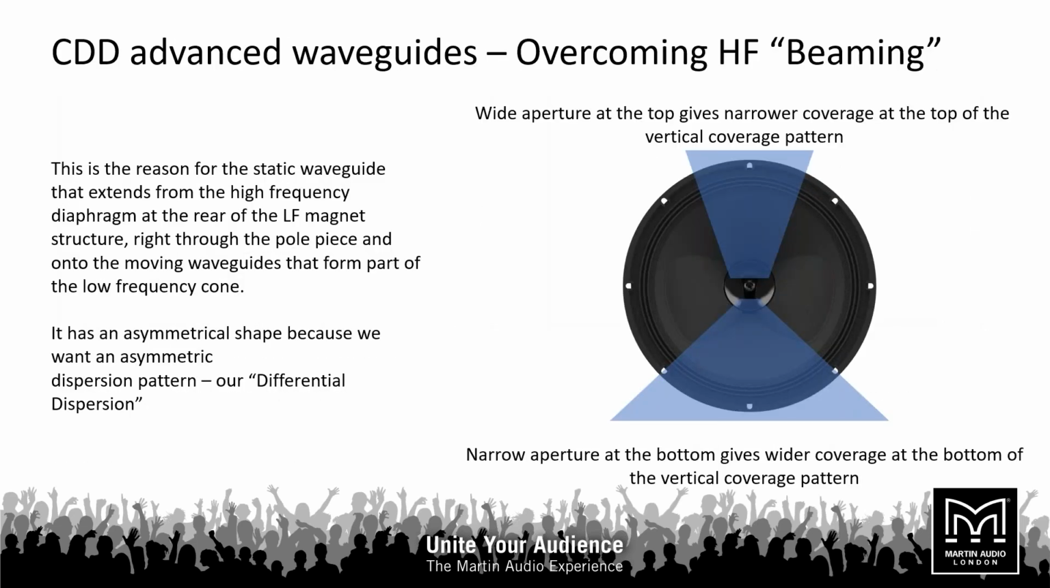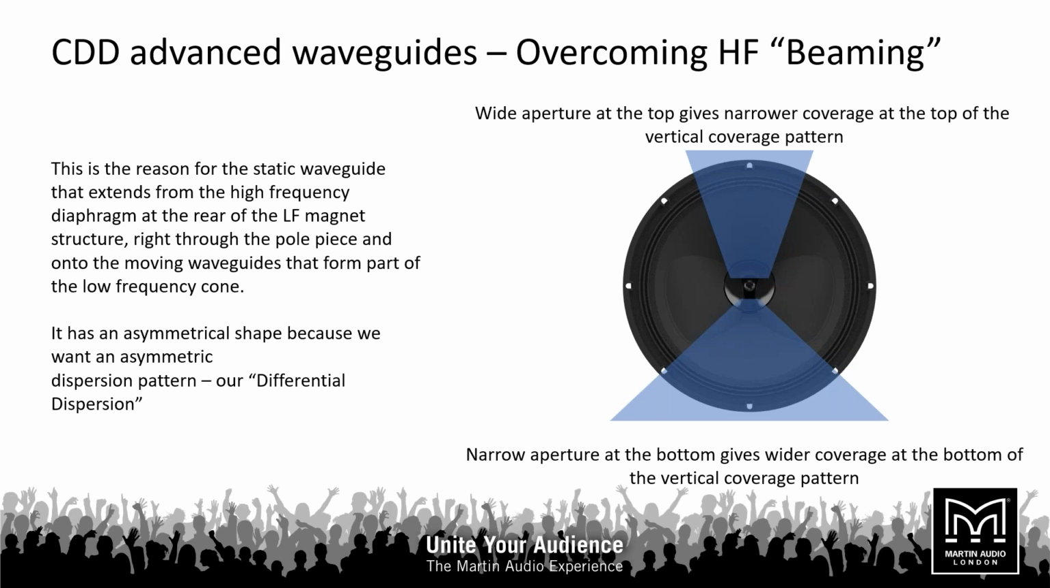And here's the device that achieves that overcoming of the HF beaming. So it's this static waveguide that extends a high frequency dispersion right up into the top of the audible range. And as you can see, it also offers an asymmetrical dispersion pattern. This asymmetrical dispersion pattern makes it, in the smaller models, about 110 degrees in the near field, narrowing to about 90 degrees as we move up the vertical.